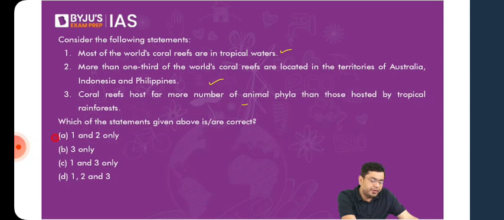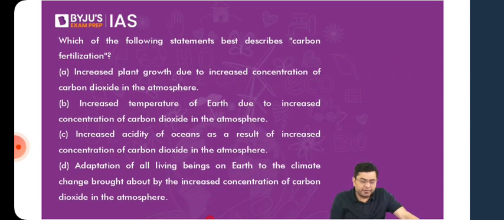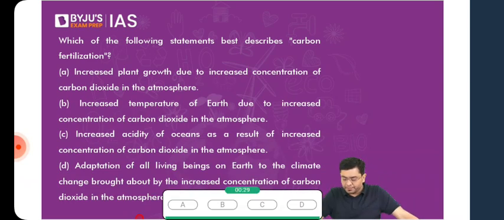Which of the following statements best describes carbon fertilization? So what is carbon fertilization? Increased plant growth due to increased concentration of carbon dioxide in the atmosphere; increased temperature of earth due to increased concentration of carbon dioxide in the atmosphere; increased acidity of oceans as a result of increased concentration of carbon dioxide; adaptation of all living beings on earth to the climate change brought about by the increased concentration of carbon dioxide. Good. So here you have the increased plant growth due to the increased concentration of carbon dioxide in the atmosphere. When the concentration of carbon dioxide increases in the atmosphere for a short duration, immediately following that, the population of plant species will grow.